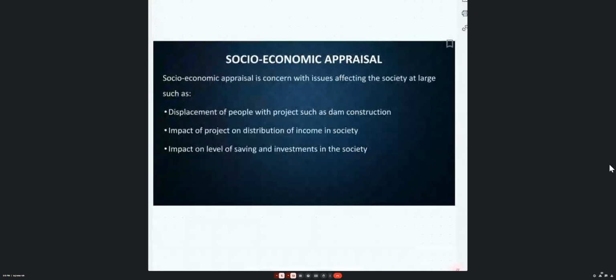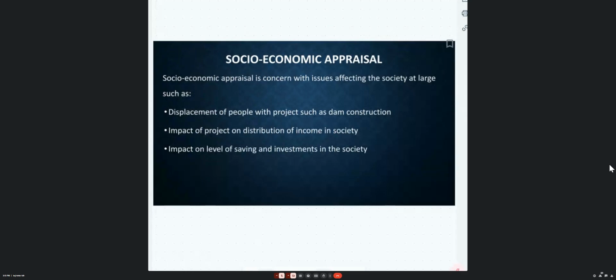Then social economic appraisal. Social economic appraisal is concerned with issues affecting the society at large. These are things such as displacement of people with projects. So we're talking about projects such as maybe dam construction or even road construction, whereby they need to construct a road through somewhere and they need land, so they have to displace some people or pay them to purchase the land from them.